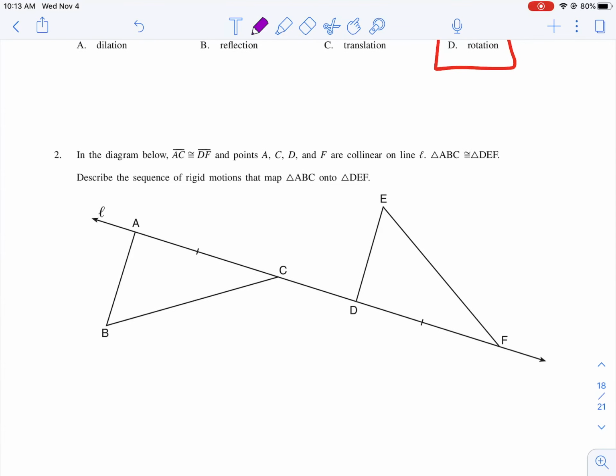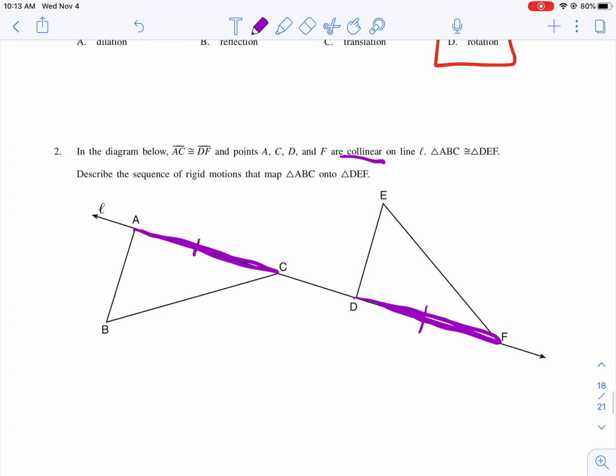So this is off the grid. It says in the diagram below, AC is congruent to DF. A, C, D, and F are collinear, meaning they are on the same line L. Now, triangle ABC is congruent to triangle DEF. Describe the sequence of rigid motions that maps ABC to DEF. So here's the thing that's sort of the hint, is I'm going to, again, pick a point. Here's A, here's D. How does A move to D? And we also want to line up those purple lines.